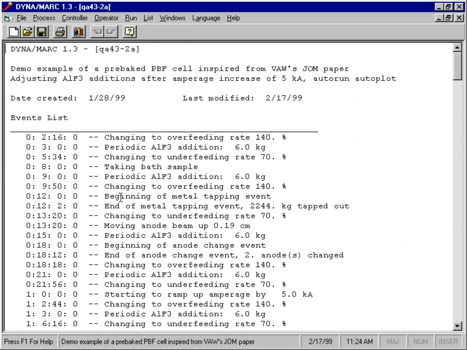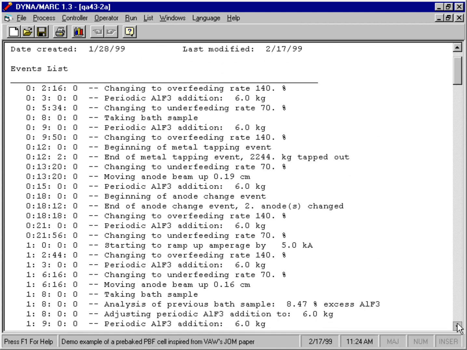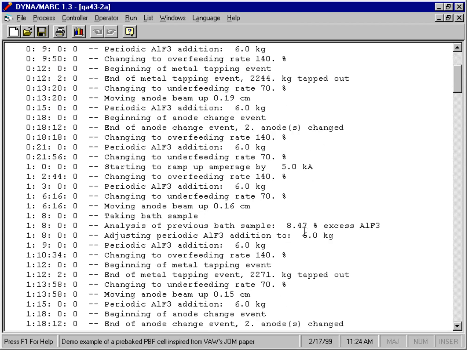What actually happened, we were feeding periodically 6 kilograms, and then at 8 hours in the simulation, we took a bath sample. A day later, we got the analysis of that sample that was right on target. So we have not changed the adjustment of the AlF3, but in the meantime, the cell amperage was increased by 5 kiloamps at exactly after a day of simulation.